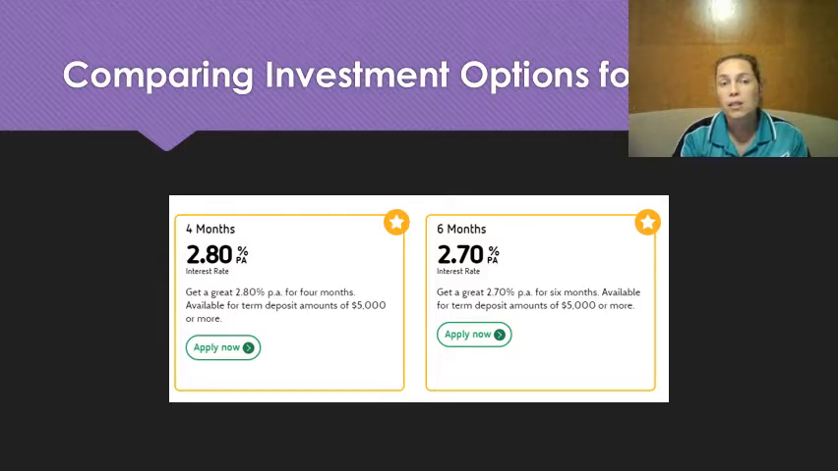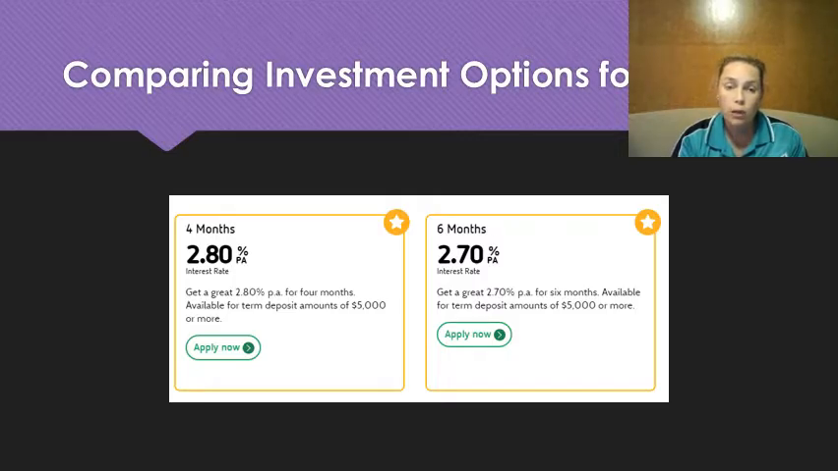Okay, so let's have a look at a practical example of this. So here are two interest rates taken from one of our local banks. Imagine that you had $5,000. One possible investment is to invest for 4 months at 2.8% per annum interest rate, and the other is to invest it for a little bit longer at 6 months at 2.7% interest rate per annum.